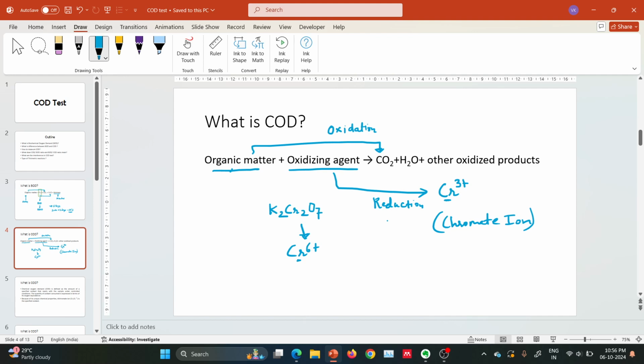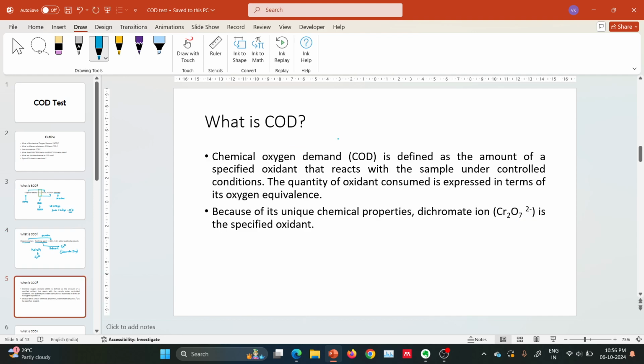Let's understand the theory. The chemical oxygen demand is defined as the amount of a specified oxidant, which here is dichromate K2Cr2O7, that reacts with the sample under controlled conditions. The quantity of oxidant consumed is expressed in terms of oxygen equivalence. So the amount of dichromate consumed is expressed in terms of oxygen equivalent. Because of its unique chemical properties, the dichromate ion is the specified oxidant.